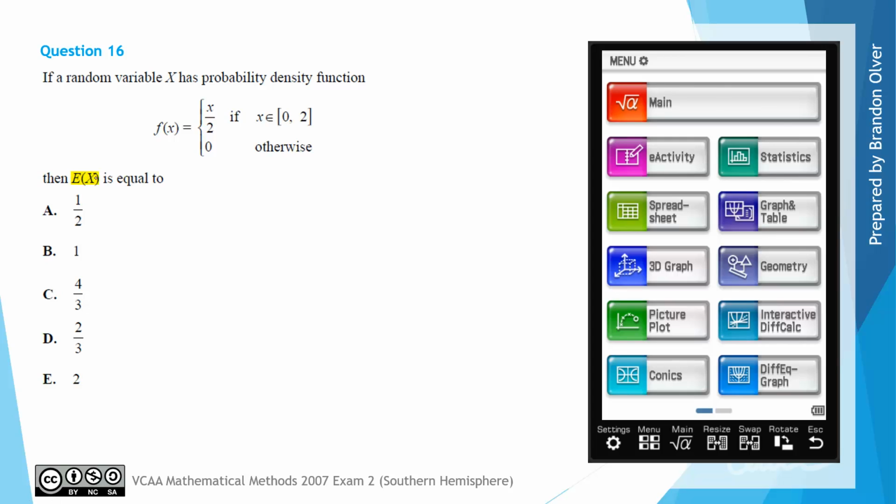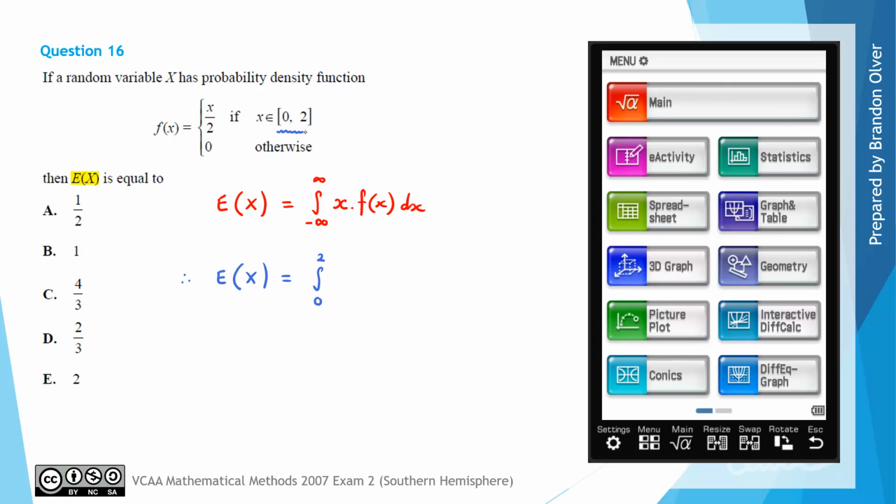If we want to calculate the expected value, we can look on the formula sheet and you'd see that the expected value for a continuous random variable with a probability density function f is equal to the integral from negative infinity to positive infinity of x times the f of x function, calculated with respect to x. So therefore, for this question, the expected value of x can be found by evaluating the integral from the lower bound of 0 to the upper bound of 2.